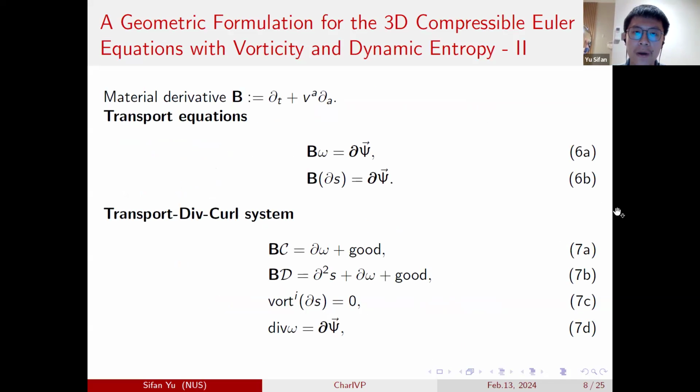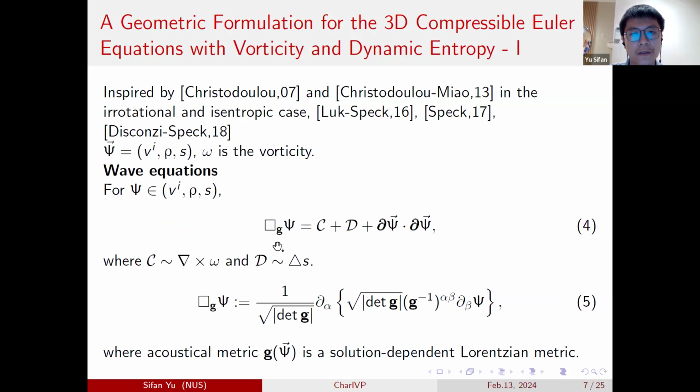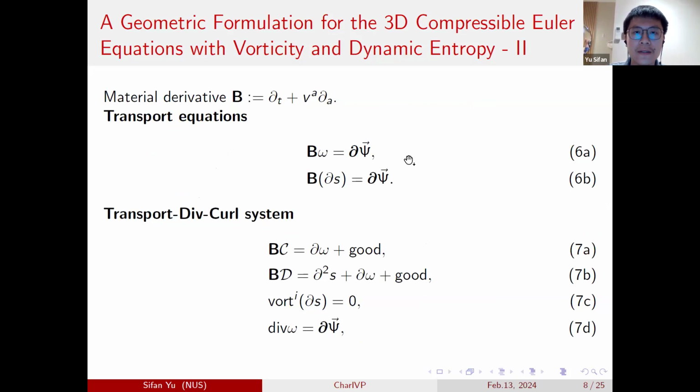What I want to tell you is that for the Euler equations, there are two types of characteristics. The first type are wave characteristics, which are the standard characteristics in wave equations. They are null hypersurfaces. The second type are the characteristics given by the flow itself, basically the integral curves of the material derivative.